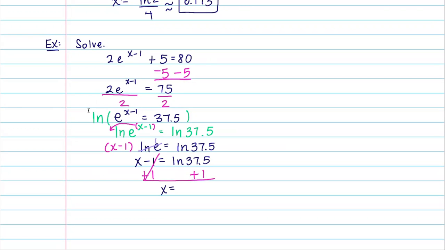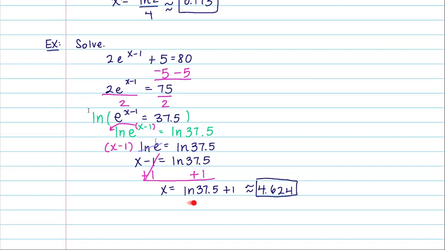And we get x equals the natural log of 37.5 plus 1. And this is again where our calculator will come into play. We'll plug it into our calculator and we get 4.624 for our approximate solution.